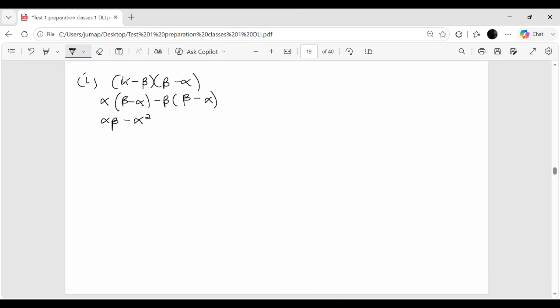Okay, so I was saying that the question is asking us to find alpha minus beta, then beta minus alpha, meaning that I need to expand this. Okay, we know how to expand. So alpha is multiplying with everything that is here in the second brackets.